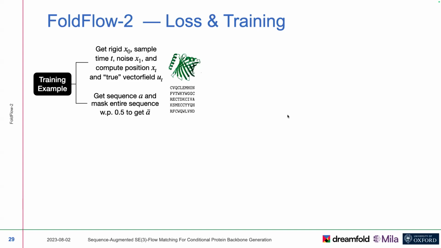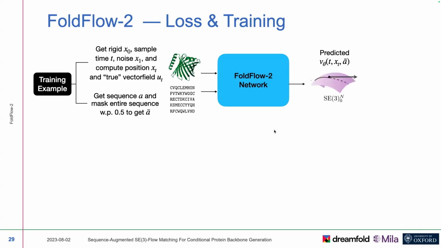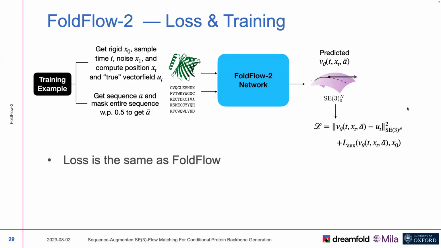And then you also get the sequence for that training example, and you sample whether you want to mask the entire sequence or leave it unchanged. That happens with equal probability. And so then you have these two modalities as representations. You feed those to the FoldFlow-2 network in the exact way that we just described. And then you get a predicted vector field at the output, which of course depends on the parameters of your weights. And then you compute the loss.